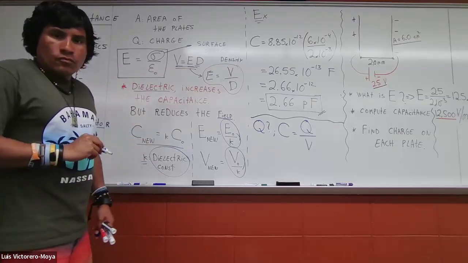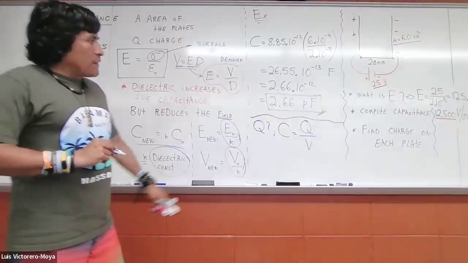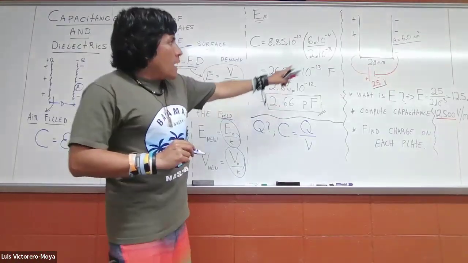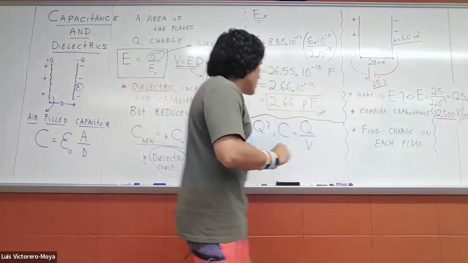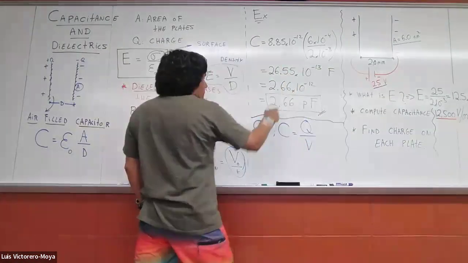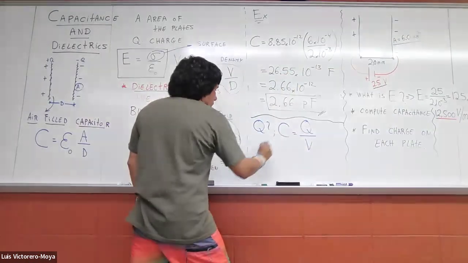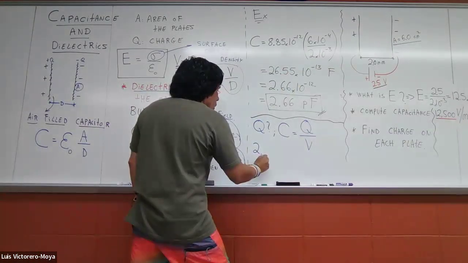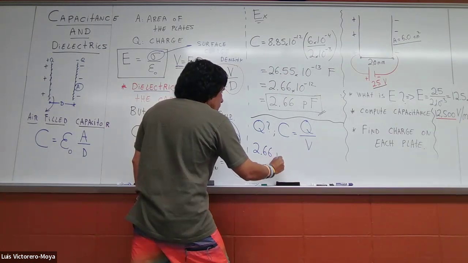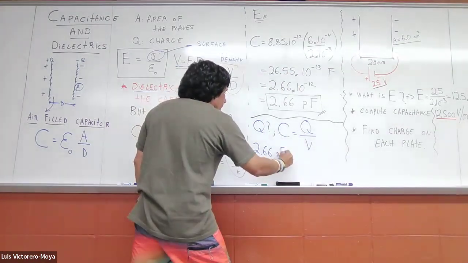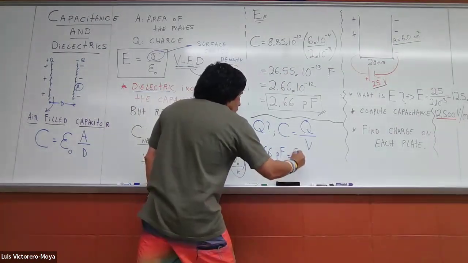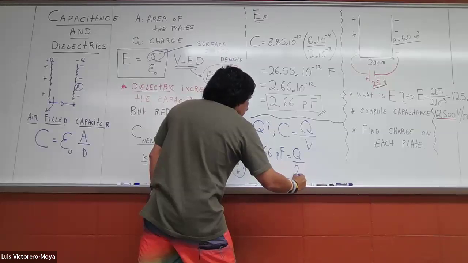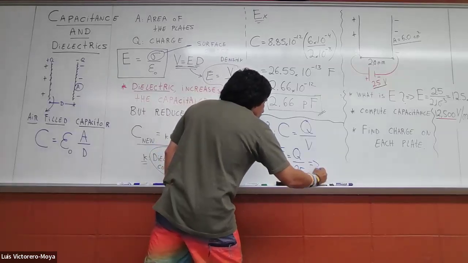So I have the capacitance and the voltage is 25. Now, my capacitance, be careful with the units. The capacitance is 2.66 picofarad. That's equal to Q divided by 25.